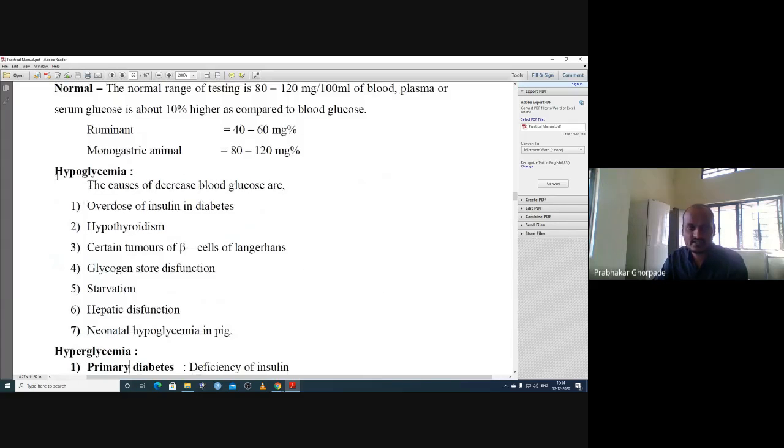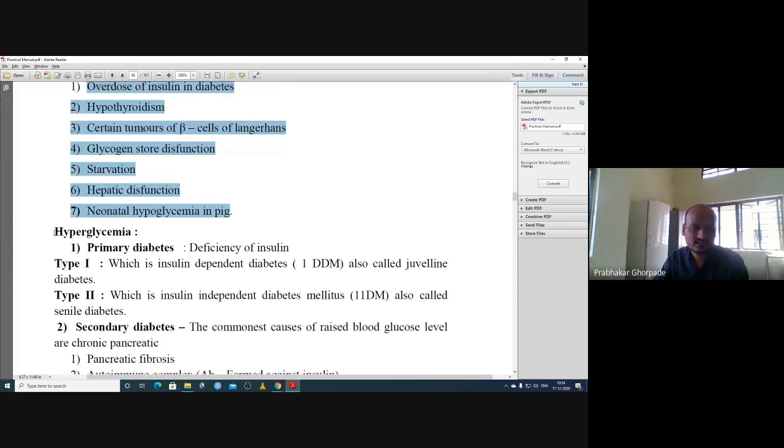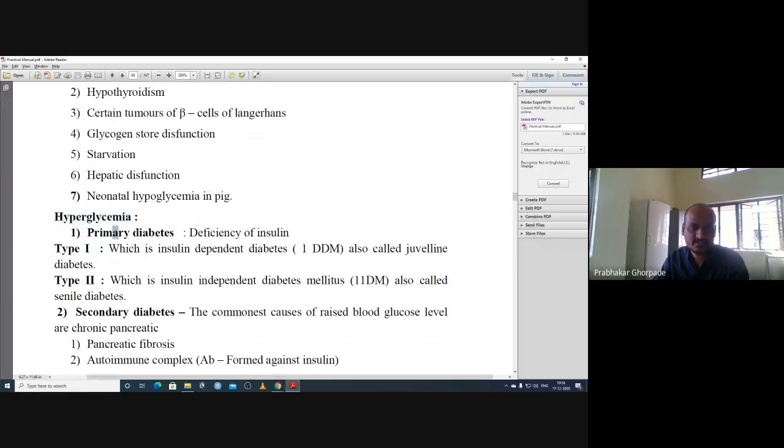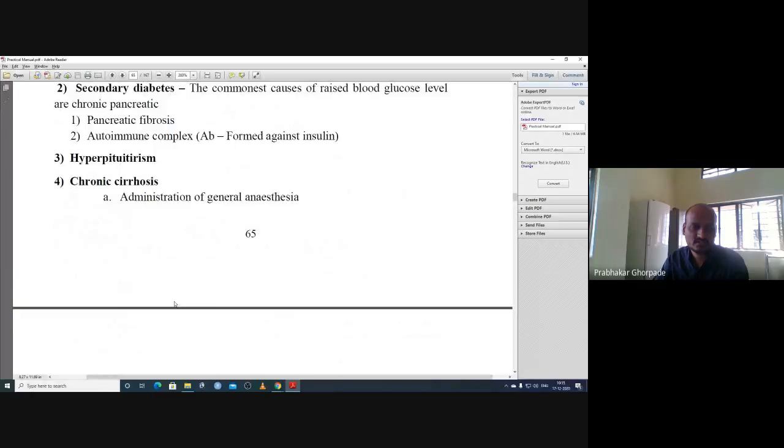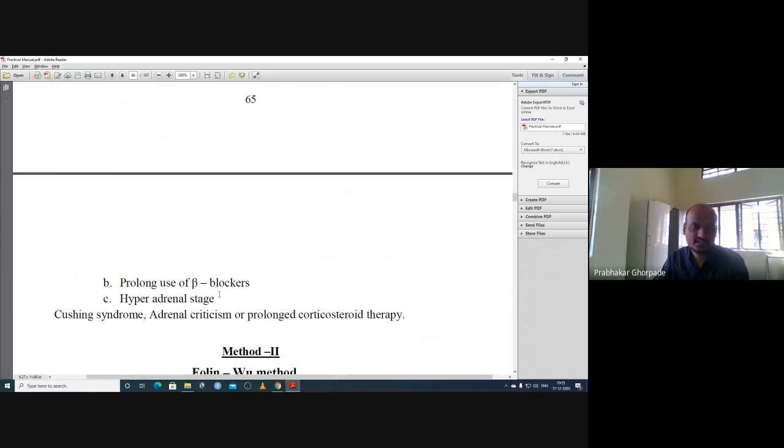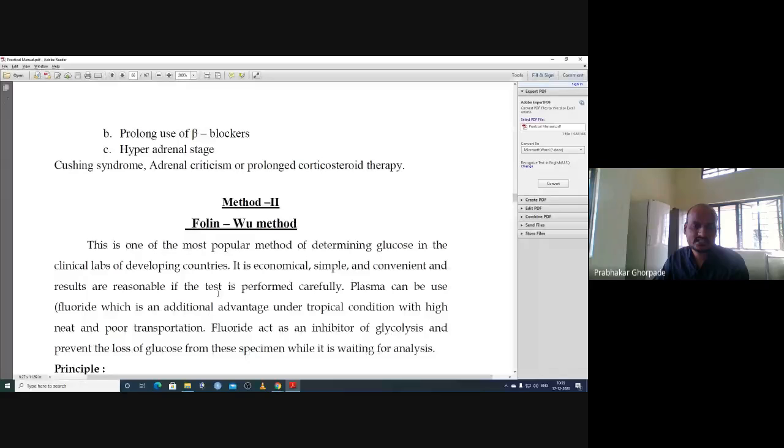Based on comparison with whatever result we get, we say either hypoglycemia, in which case we may suspect a condition and take additional tests, or hyperglycemia. In hyperglycemia, we may suspect primary diabetes, secondary diabetes, hyperthyroidism, chronic liver disease or chronic cirrhosis, or the effect of beta blockers or general anesthesia. These things we can suspect, right? So this was the glucose oxidase peroxidase method.